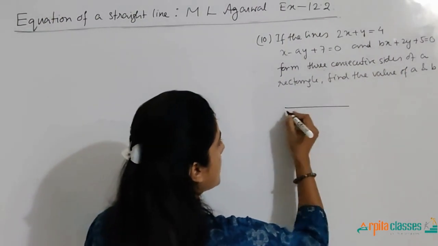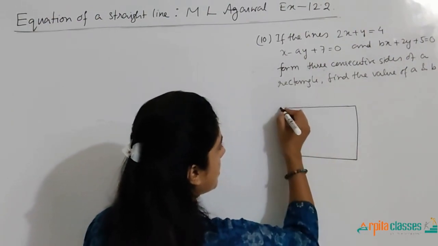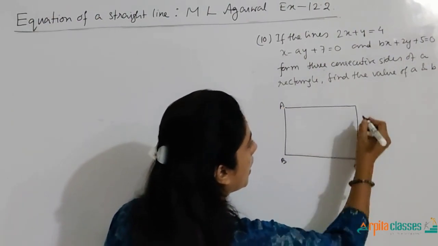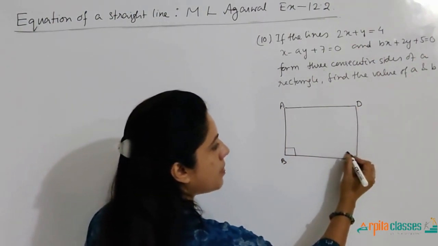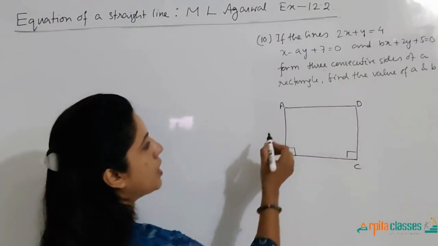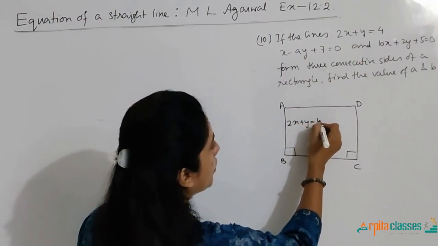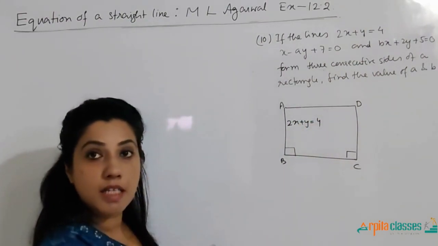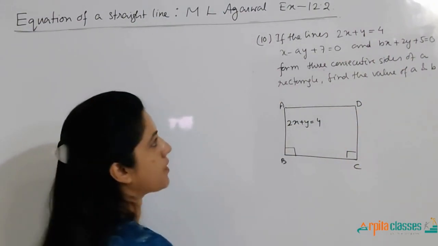So they are saying three consecutive sides of a rectangle. We know the property of a rectangle: this side is perpendicular to this line and even this line is perpendicular to this line. All the angles of a rectangle are 90 degrees. We know that, right? So let us consider AB is your 2x plus y is equal to 4. BC, they are saying consecutive sides, so we have to take AB, BC and CD. These are the three consecutive sides.